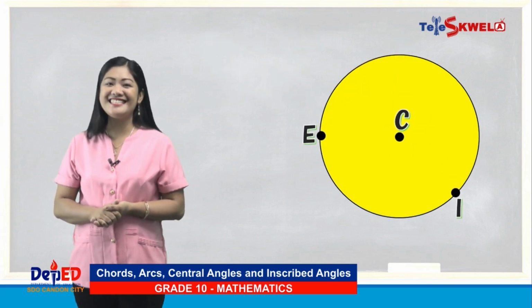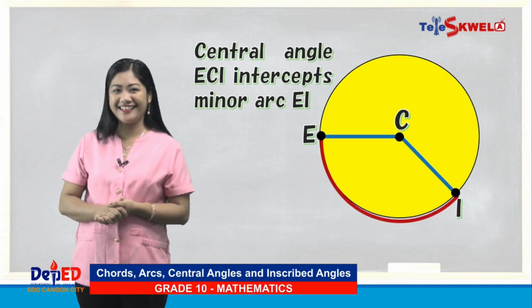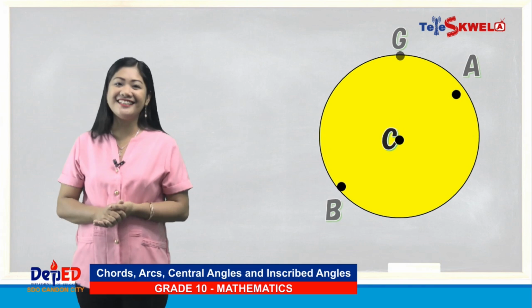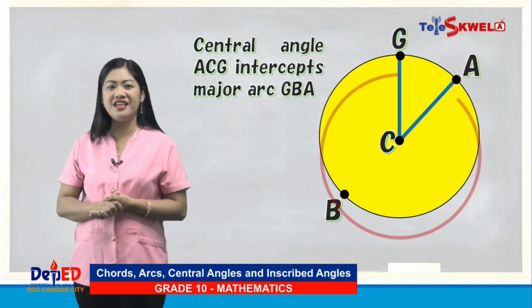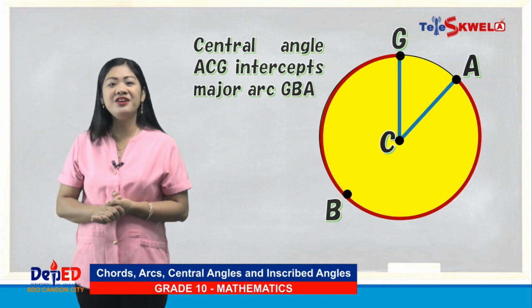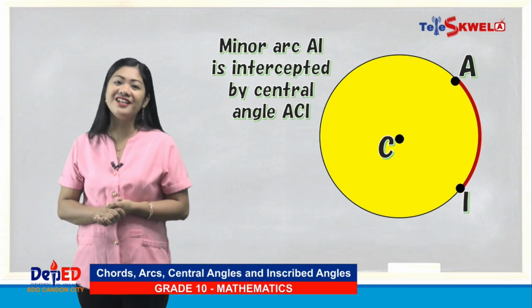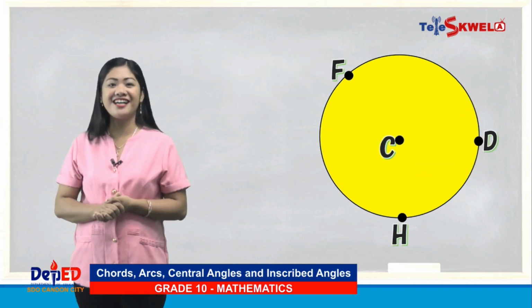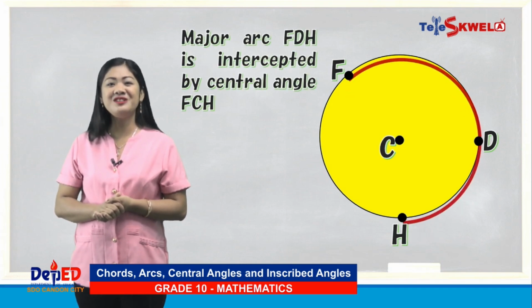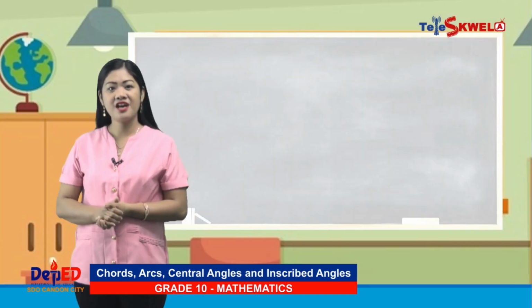Central angle ECI intercepts minor arc EI. Central angle ACG intercepts major arc GBA. Minor arc AI is intercepted by central angle ACI. And major arc FDH is intercepted by central angle FCH.